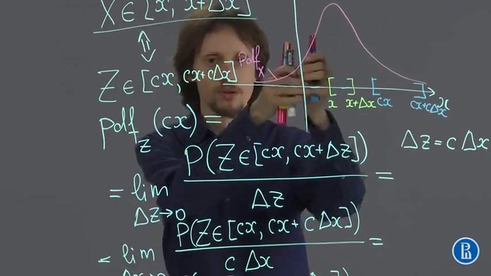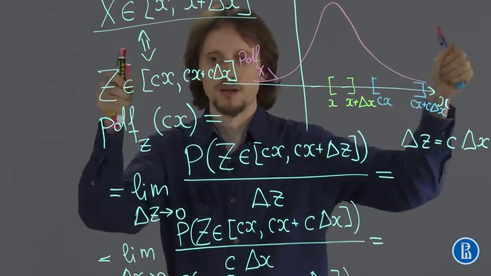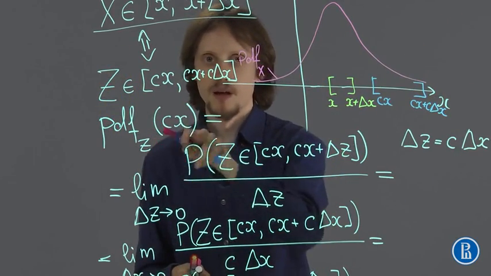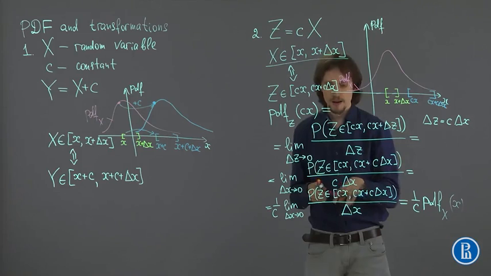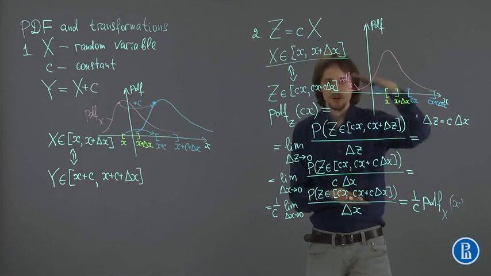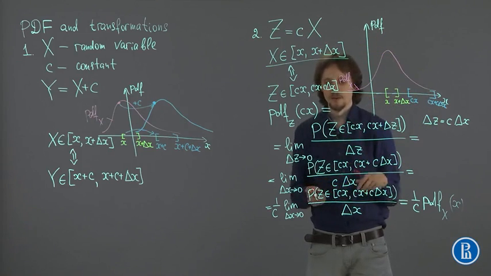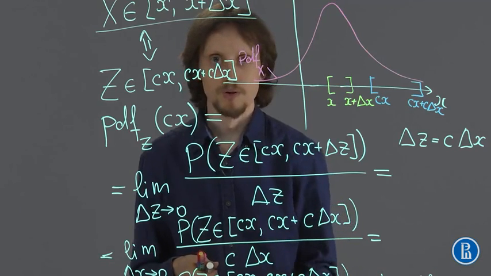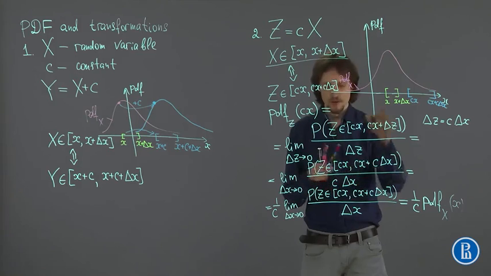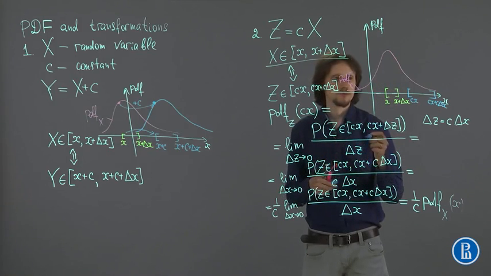First, we have to stretch the figure horizontally by multiplying x by c. And second, we have to squeeze the graph vertically by multiplying the value of the function by 1 over c. Now, the new graph looks like the following.